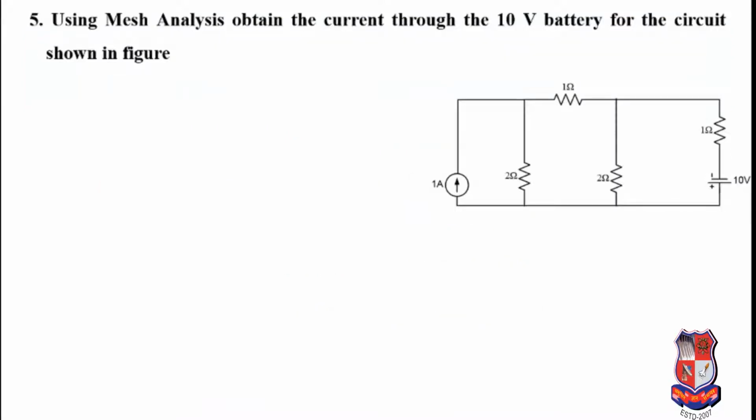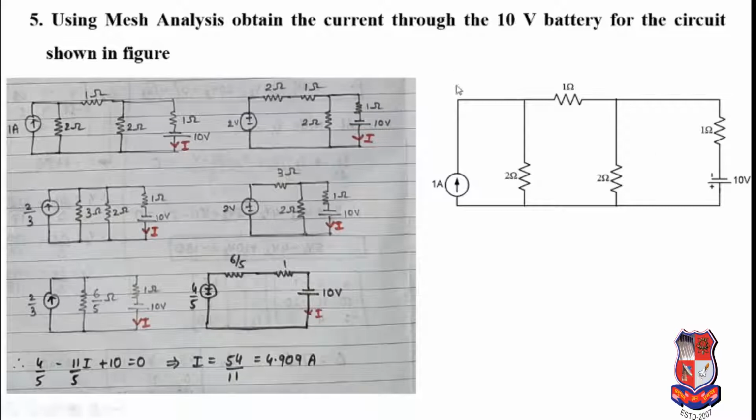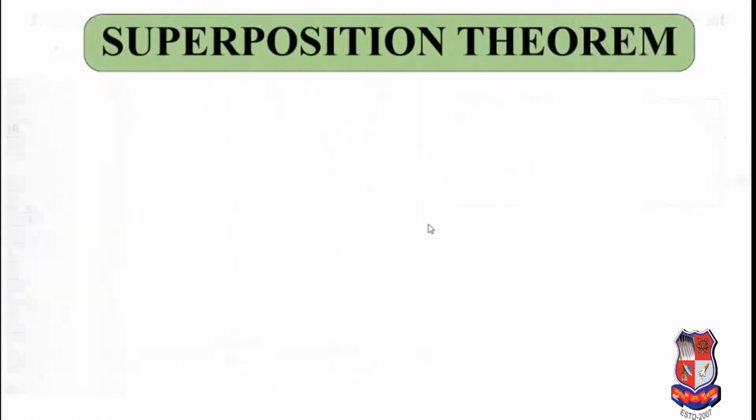Hello all. So this is part 3 of network theorems. In the last lecture we solved mesh analysis and also solved the same using source transformation. As discussed in the last lecture, today we will be starting with a new theorem, that is the superposition theorem. Till now we have studied KCL, KVL and their implementation in node and mesh analysis. We have also studied source transformation.